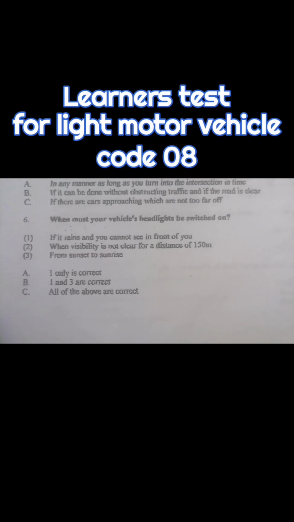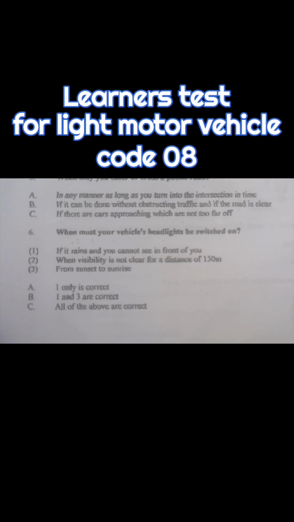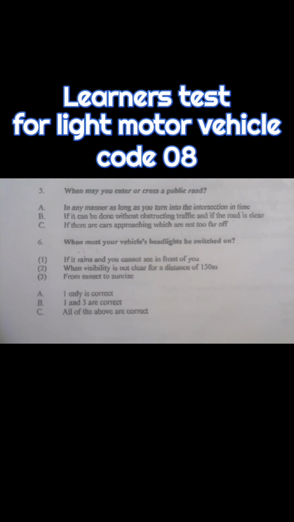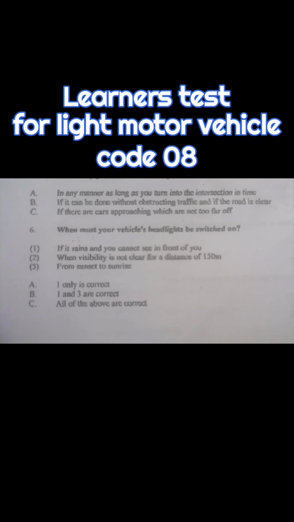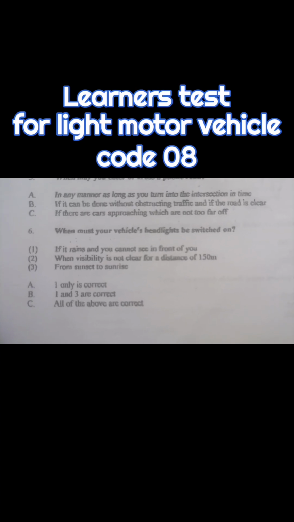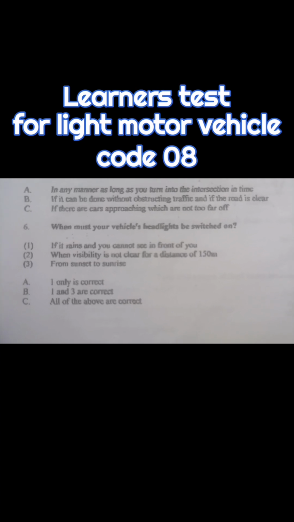Number 1 says, if it rains and you cannot see in front of you. Number 2 says, if visibility is not clear for a distance of 150 meters. Number 3 says, from sunset to sunrise. Hopefully all of us know what it means when we say from sunset to sunrise. The answer here is going to be all of the above. C is the answer. In all those particular circumstances, you will have your headlights on.